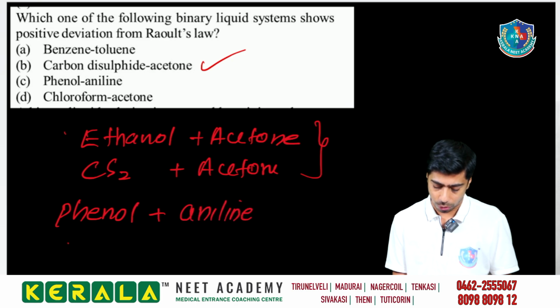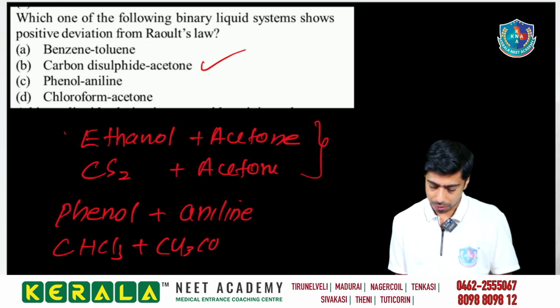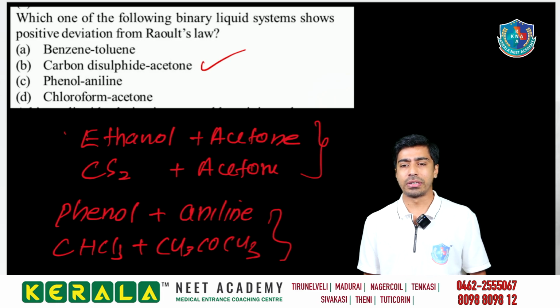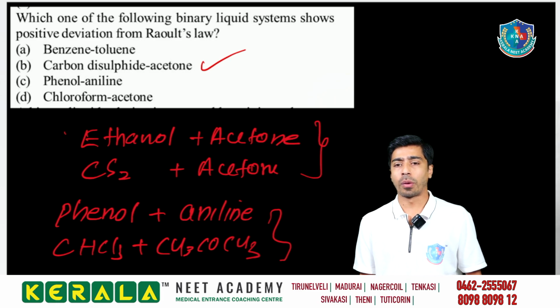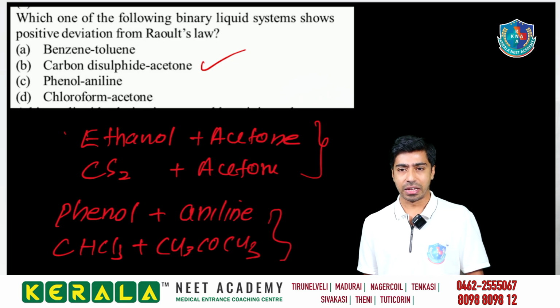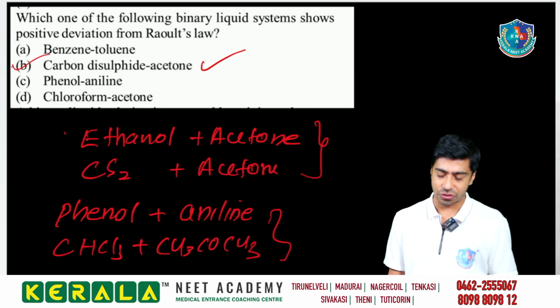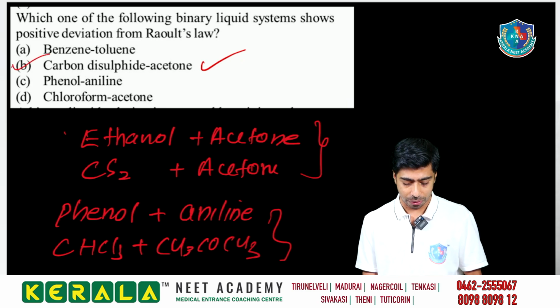Then we have chloroform and acetone. And for ideal solutions, examples are benzene and toluene, n-hexane and n-heptane. These are the examples. So anyhow, for this particular question, carbon disulfide and acetone, the mixture will be showing positive deviation from Raoult's law.